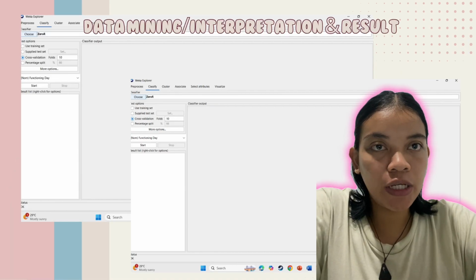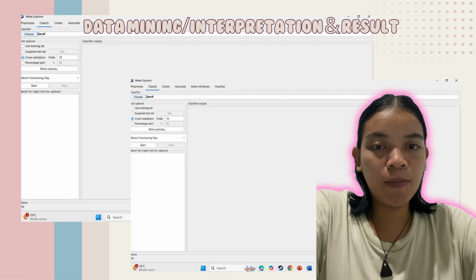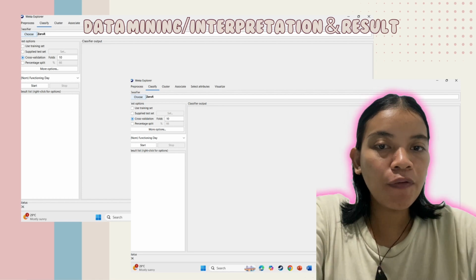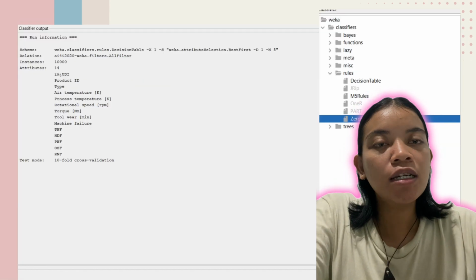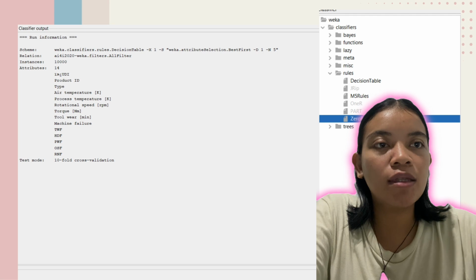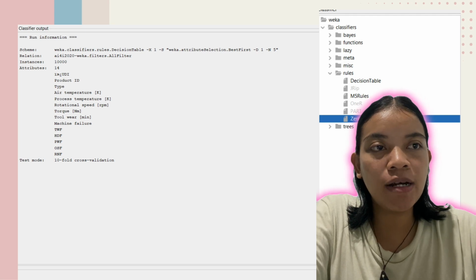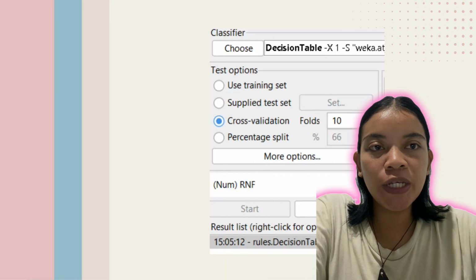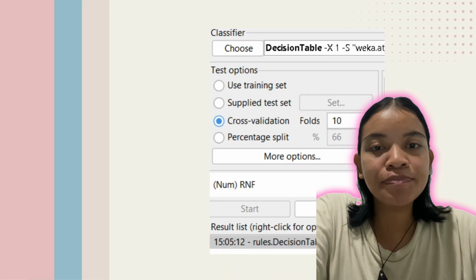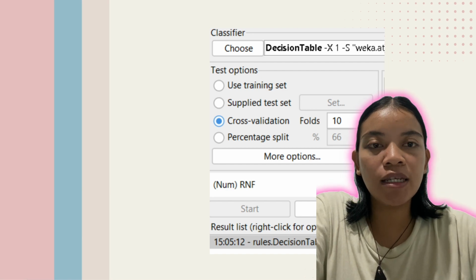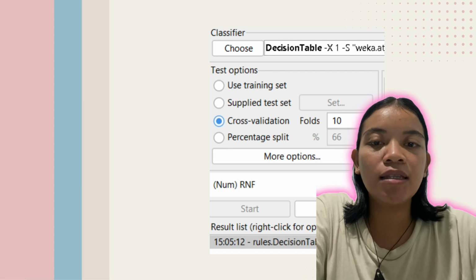So let's go to the third part, the data mining. For the clustering, the classes to clusters evaluation is a technique used in unsupervised learning to compare the performance of a clustering algorithm against predefined class labels in the dataset. This evaluation measures how well the clusters produced by the algorithm align with the actual classes present in the data.